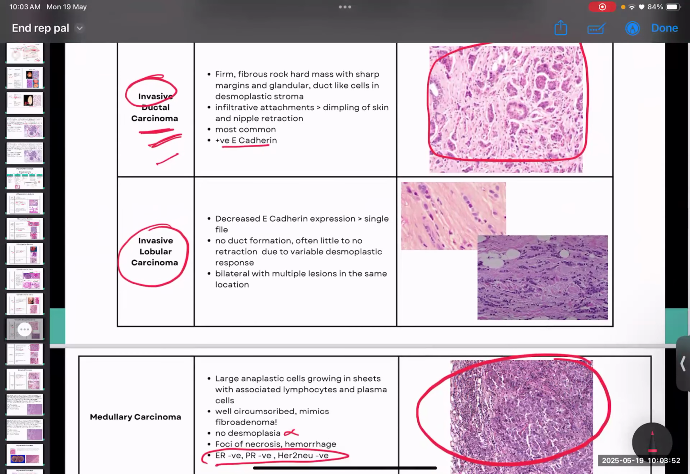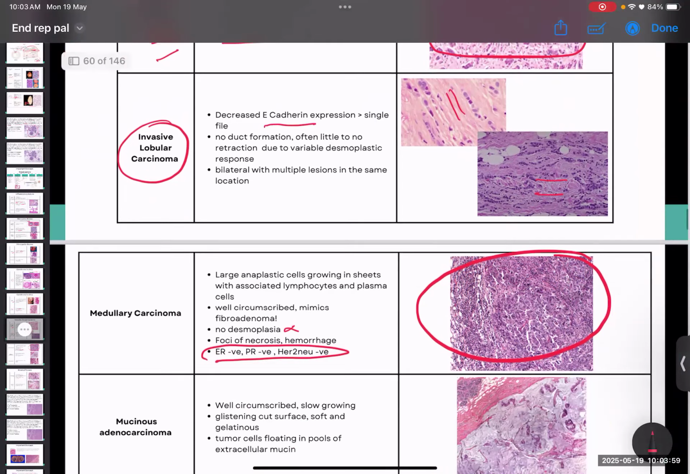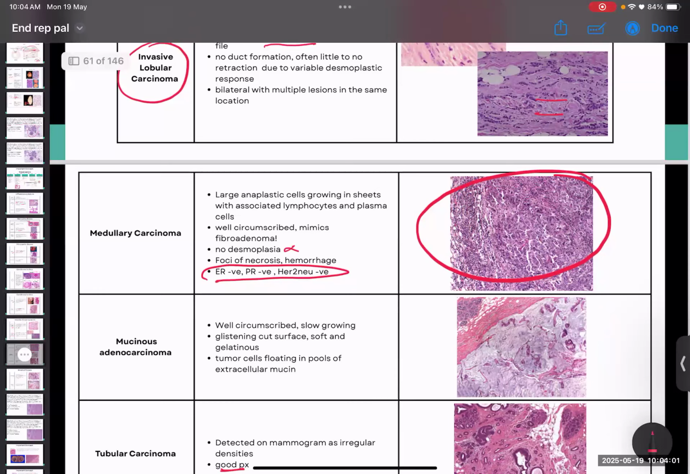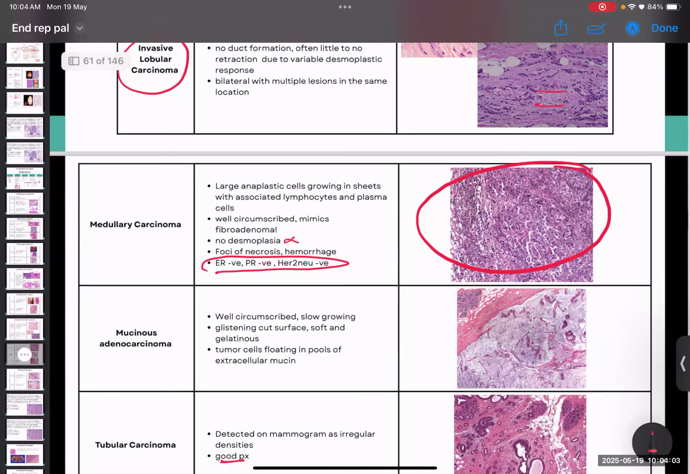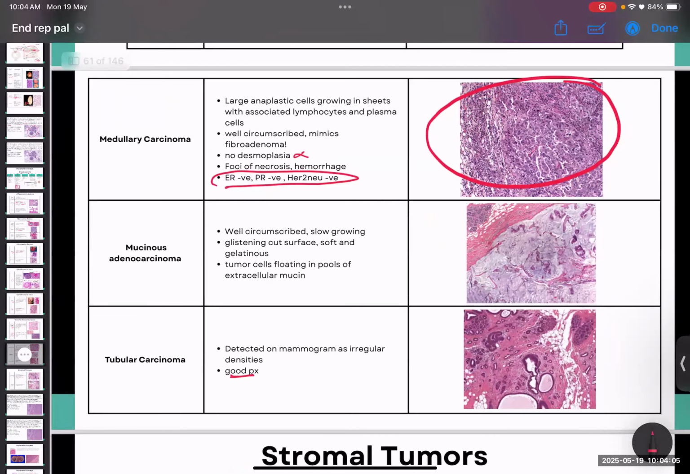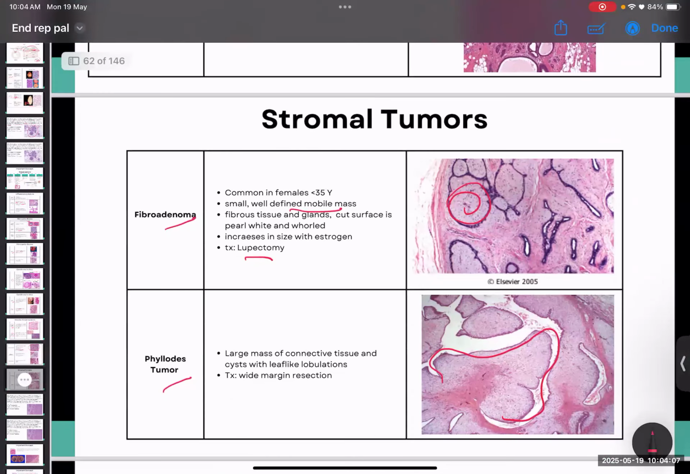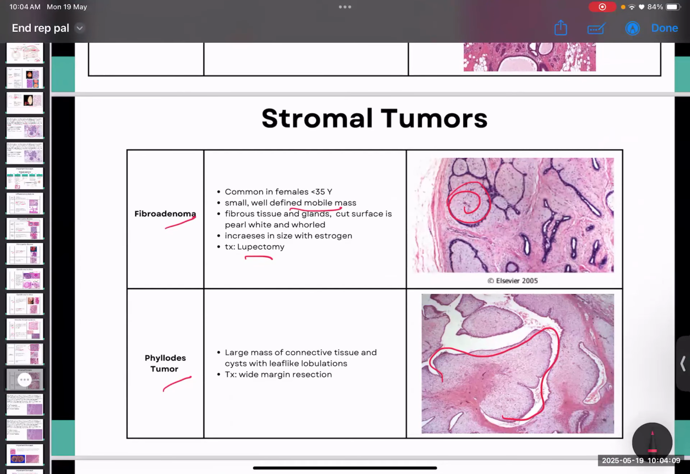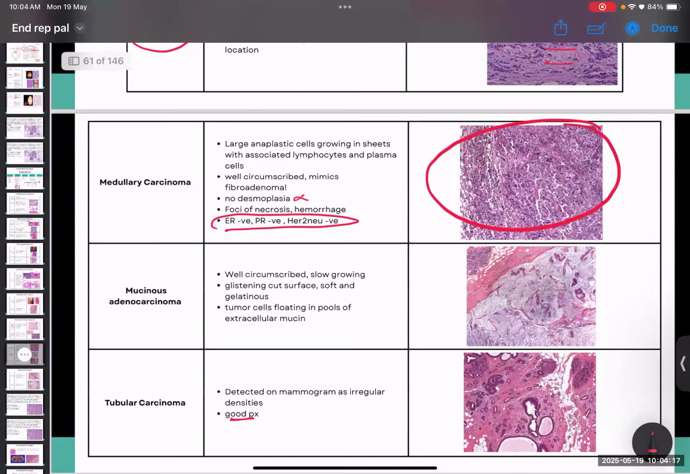And invasive lobular carcinoma is very easy to diagnose. It's just like a single file appearance in most scenarios, and they will tell you that's like decreased cadherin expression. Medullary carcinoma, again, easy diagnosis, purple. Mucinous carcinoma, easy diagnosis, it's just with mucin. Stromal tumors, very easy diagnosis as well. Fibroadenomas, mobile mass, that kind of looks like a whole pattern. And phylloides tumor, leaf-like lobulations of connective tissue.